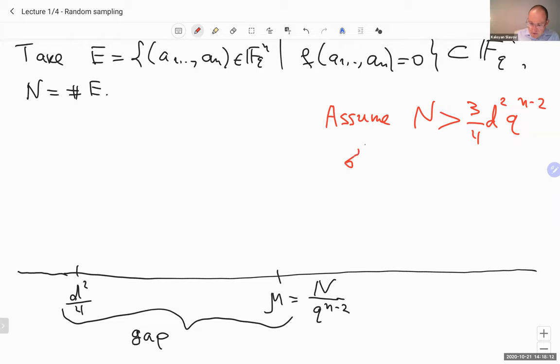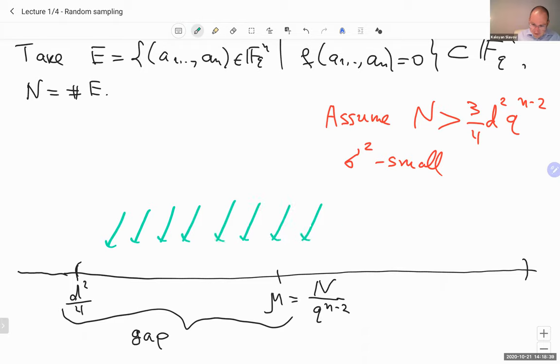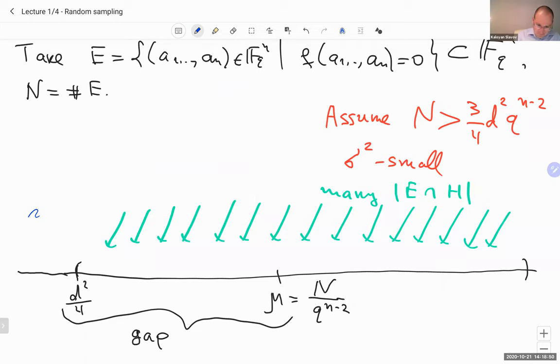And what we know is that sigma square is small. The variance is small. What does that mean? Small variance means that if I imagine an interval centered at the mean and extending left to d square over 4, when the variance is small, it means I have many, many values in this interval. So many values intersect h here, and very few h's that are bad, very few bad h's where the value falls to the left of d square over 4.